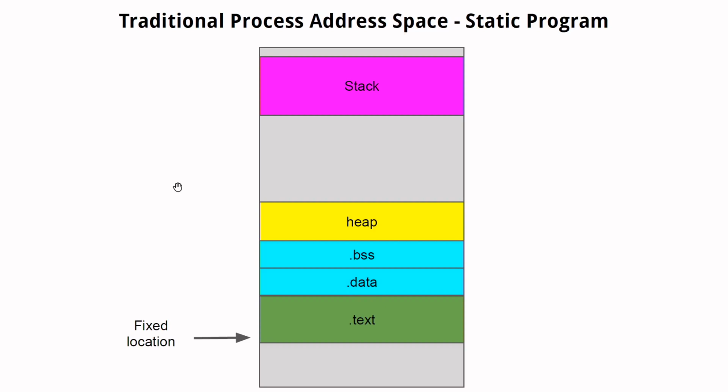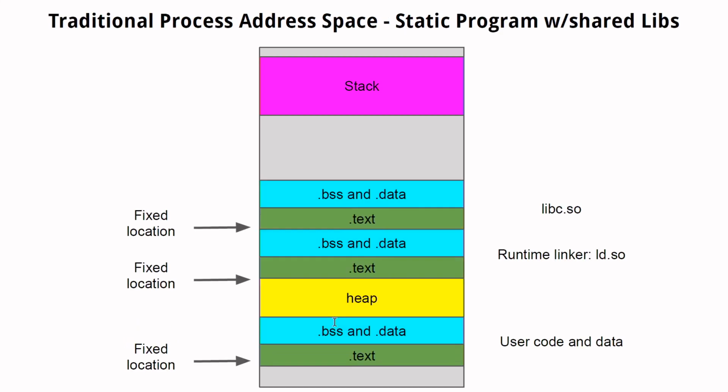Okay, so the traditional address space looks like this. This is static. The text is always placed at a fixed location. All other sections are placed at a fixed location. Even if there are shared libraries, they are shared among different processes. At the hardware level, there is only one copy of that library in the DRAM. However, from each process's point of view, they have their own copy. But even that, they are at fixed addresses.